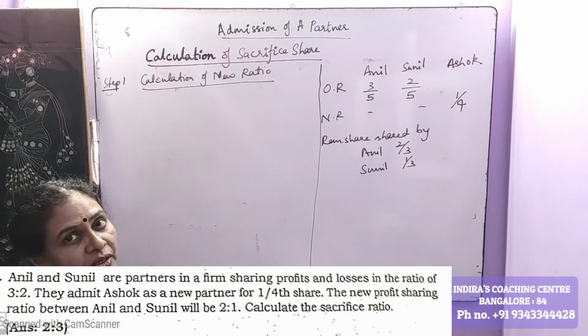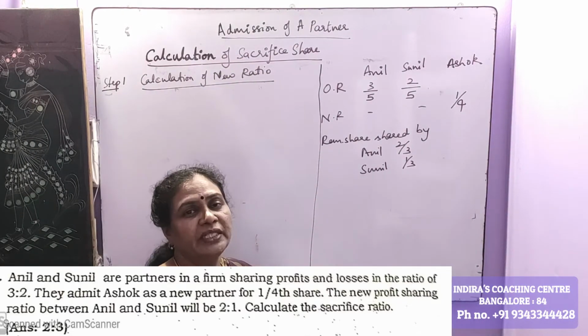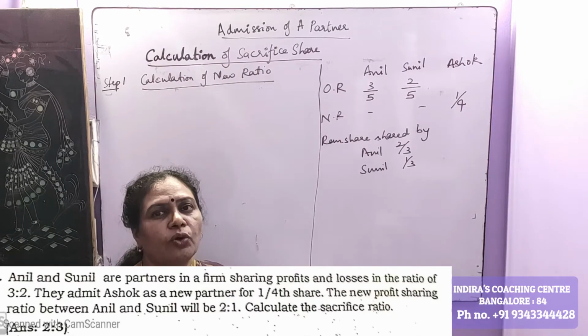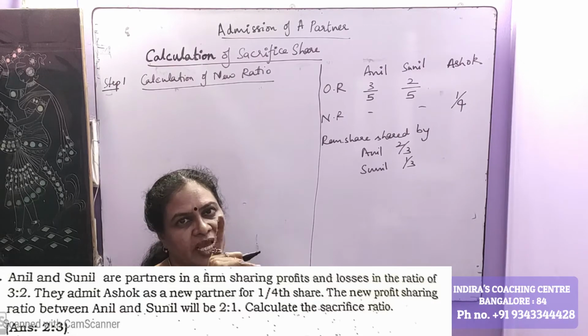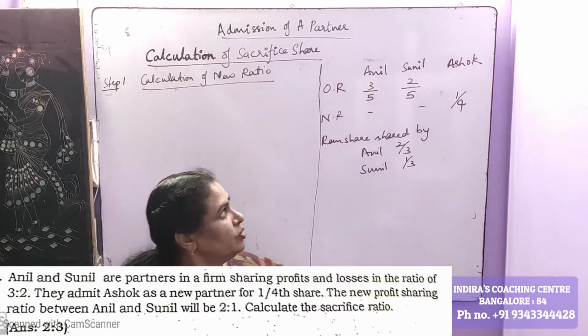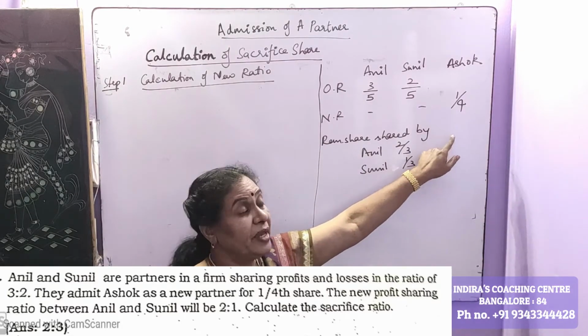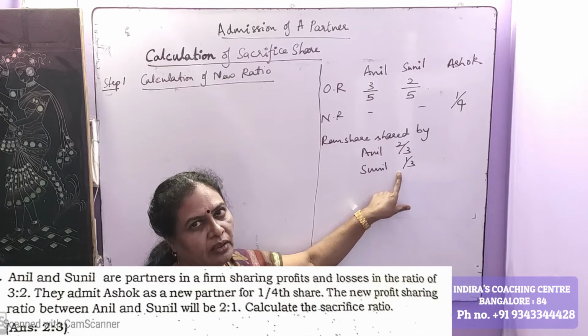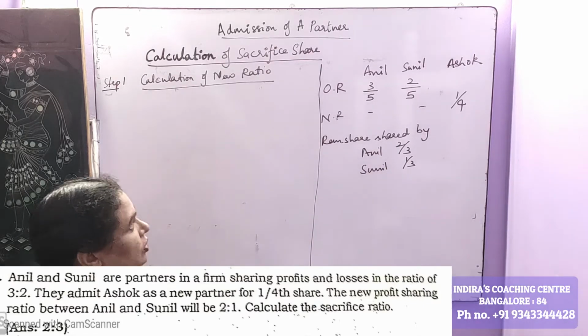If you remember, the first possibility what we had done, calculation of new ratio, taking the total of all the fractions as 1. So we will be adopting the same method because they give you the new partner's share and the remaining share, how it is divided between Anil and Sunil. So we have to follow that method.